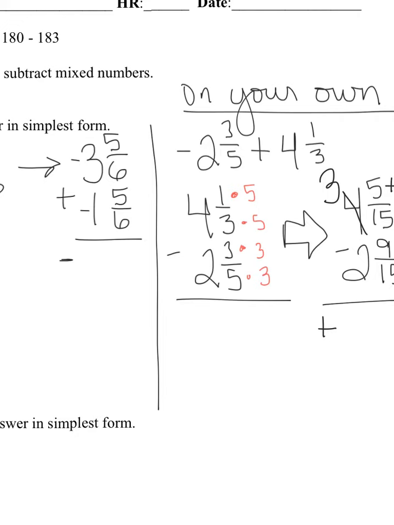So my new numerator over here is going to be 3 and 20/15 once I'm all said and done, minus 2 and 9/15. 20/15 minus 9/15 is 11/15, and then 3 minus 2 is 1. You know the answer is going to be positive, so that does it for that question right there.